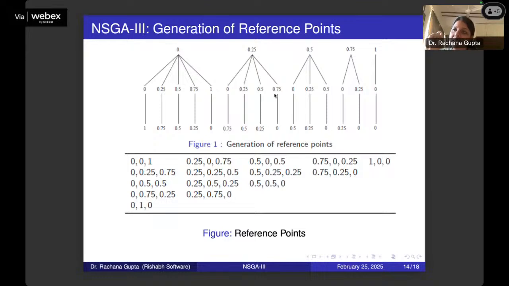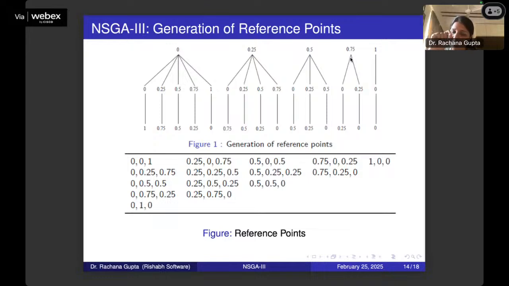0.25 plus 0.75 is equal to 1. To make it 1, we will add 0, because 0.25 plus 0.75 is equal to 1. Now 0.5 plus 0 is nothing but 0.5. So to make it 1, we will add what? 0.25. 0.5 plus 0.25 is 0.75. To make it 1, we will add 0.25. 0.5 plus 0.5 is equal to 1. So we will add 0.